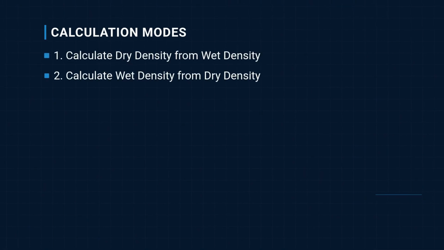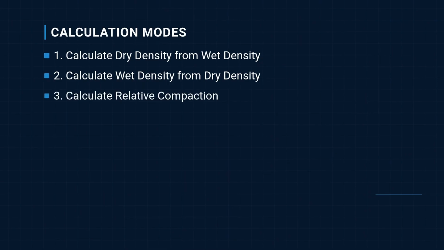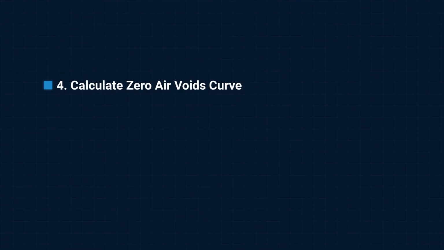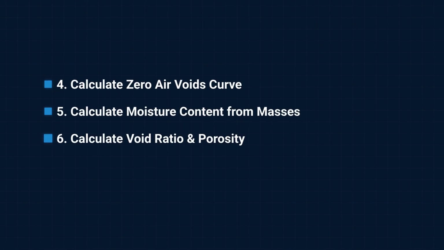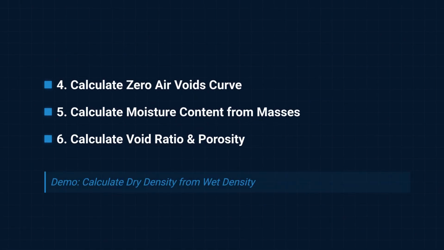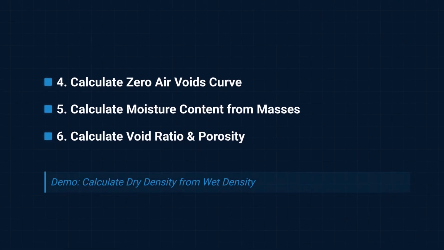Calculate dry density from wet density, calculate wet density from dry density, calculate relative compaction, calculate zero air voids curve, calculate moisture content from masses, and calculate void ratio and porosity. For this demonstration, I'm using calculate dry density from wet density.